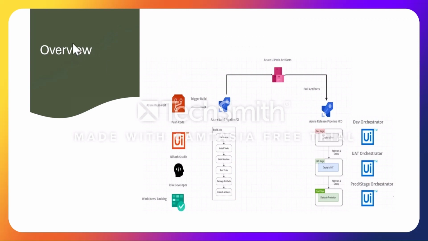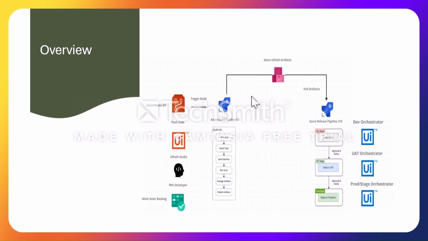Let's see the overview of the Azure DevOps CI/CD implementation. As we know, the source code is developed in UiPath Studio. This UiPath Studio code should be integrated with a repository tool, either Azure Repos or GitHub. Whatever changes we make in UiPath Studio, if we push them, the Azure build pipeline will automatically start executing.